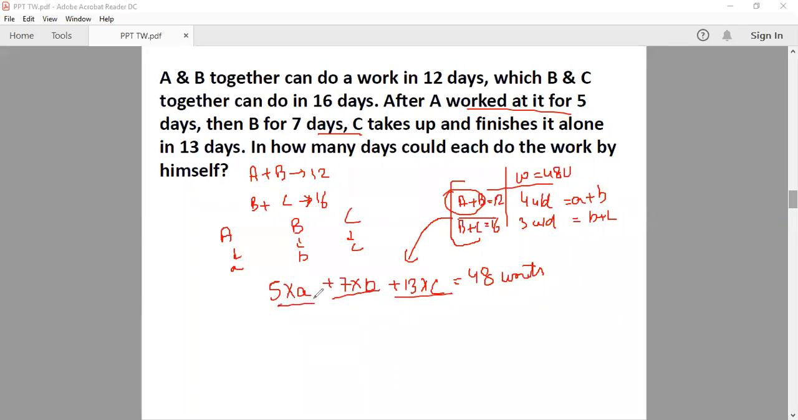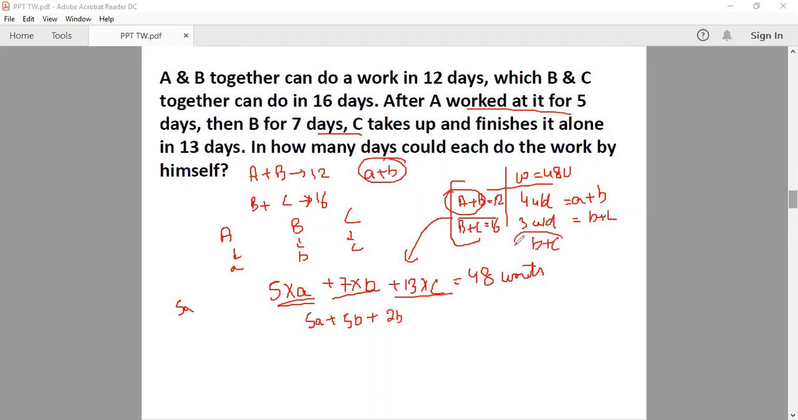See, मेरे पास 5a है और साथ में मेरे पास 7b है, लेकिन मैं वैल्यू किसकी यूज कर सकता हूँ? a प्लस b की यूज कर सकता हूँ कलेक्टिवली. सो मैं क्या करूंगा, यहाँ से 5a प्लस 7b को मैं लिखता हूँ 5a प्लस 5b. अब प्लस 7b के बाद क्या बचेगा? 2b.